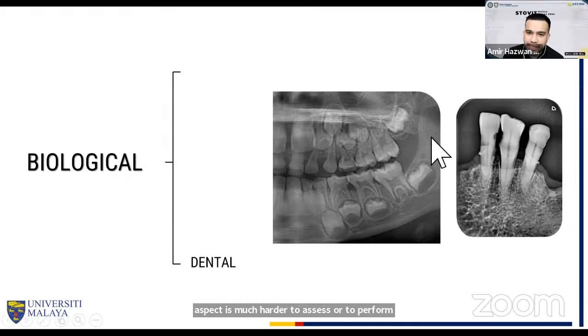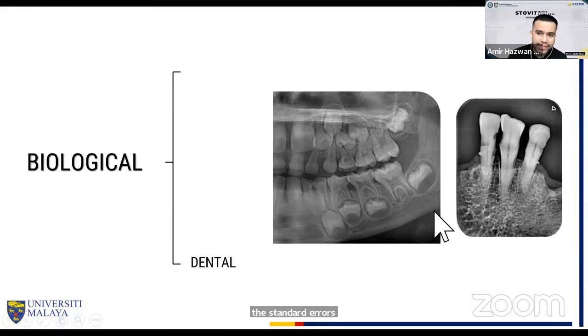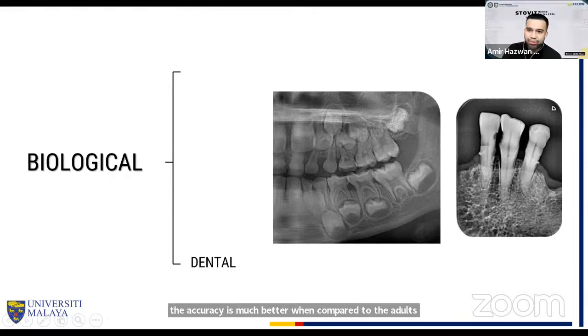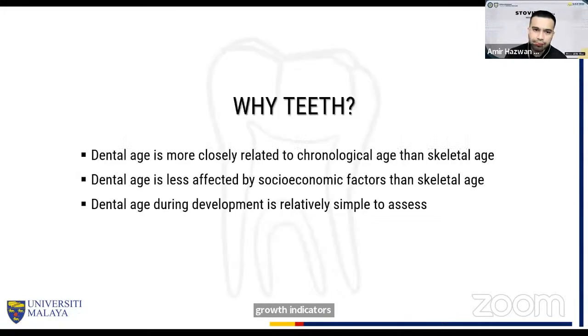And also in children or younger patients, the standard errors, the accuracy is much better when compared to the adults, where the standard errors are much higher and less accurate because of these reasons, because of growth indicators that are absent in adults.